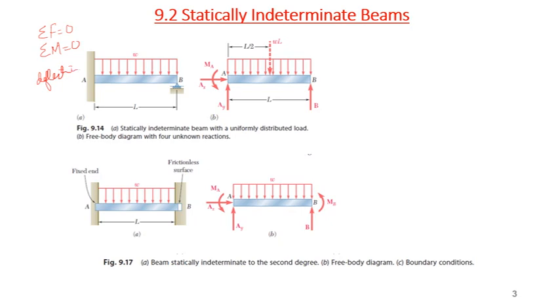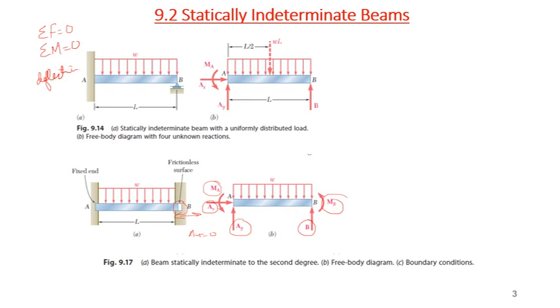Now if you look at this one, both ends are supported. Let's suppose there is a frictionless surface, so it can move freely in this direction, with no reaction in the horizontal direction. If you draw the free body diagram, we usually have four unknowns, because AX will become 0 in this case as well. So four unknowns, but again we have two equations. So how do we find the reactions in this case? We have to consider deformation.